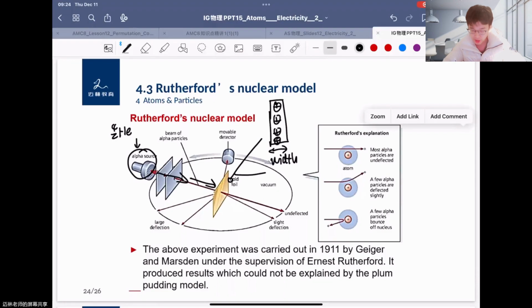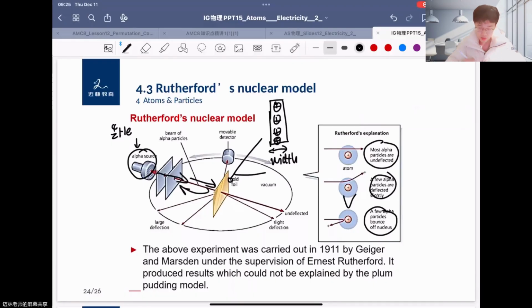Most of the alpha particles pass through and do not deflect. A few alpha particles are deflected slightly, and a very few alpha particles, fewer than that, bounce back instead of going through this way. So what can we get from this experiment? First, we knew that there must be positive charge and negative charge in the atom.